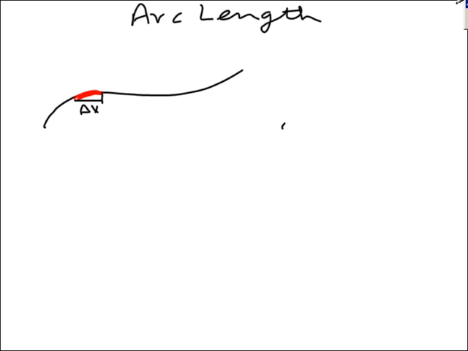We'll call the bottom length delta x, and the height delta y, and maybe we'll call L the length of the straight line. So that little piece, we'll call it delta L. So we know that delta L squared is equal to delta x squared plus delta y squared.